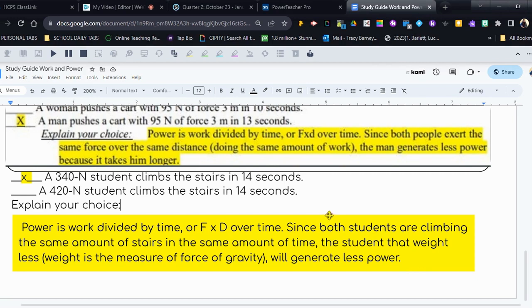All right, so make sure you put at the top of your page how many you got wrong or how many you missed, and you'll be turning this in on the day of your test.